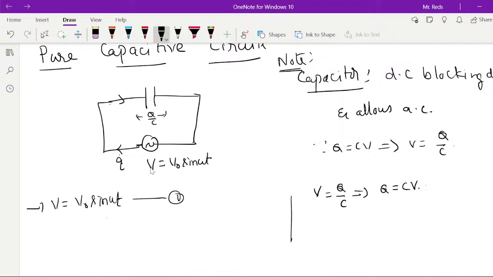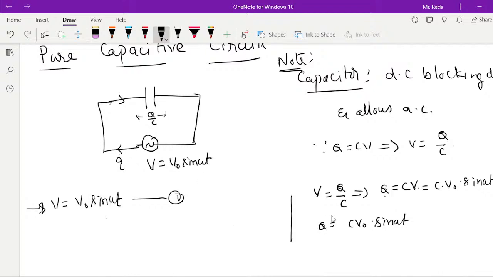Here V is the alternating voltage or alternating EMF, so Q is equal to C into V naught into sine omega t. We want to know how the alternating voltage and alternating currents vary and how they are related in a resistive circuit, inductive circuit, and capacitive circuit. The alternating potential is okay. How do we get the alternating current from this?